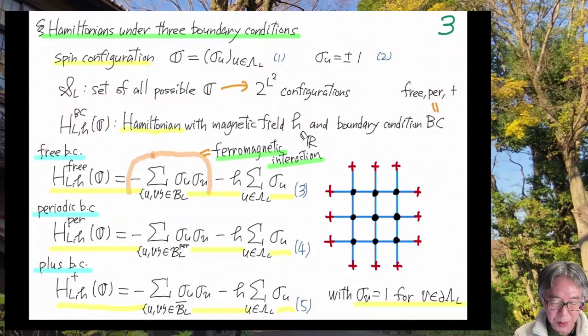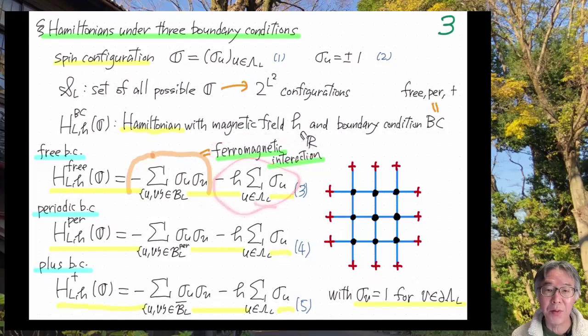First of all, this is the most basic one, the Hamiltonian with the free boundary condition. In this case, this is the interaction part. You have a minus sign and a sum over all basic bonds. And here is the interaction on the bond, sigma u times sigma v. We say that this is a ferromagnetic interaction because if you want to lower the energy, then you want this product to be 1. This means that they are both plus 1 or both minus 1. So in order to lower the energy, these two spins should align in the same direction. So this means that we have a ferromagnetic interaction.